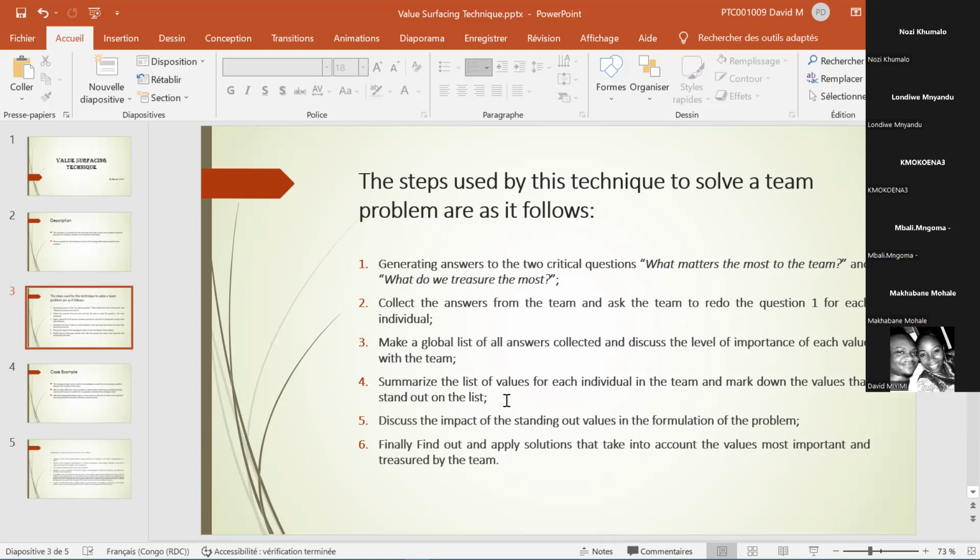Afterward, each individual in the team will mark down the values. So what happens is after they have listed all this, there's going to be a table. I'm going to show you in the notes what that looks like.